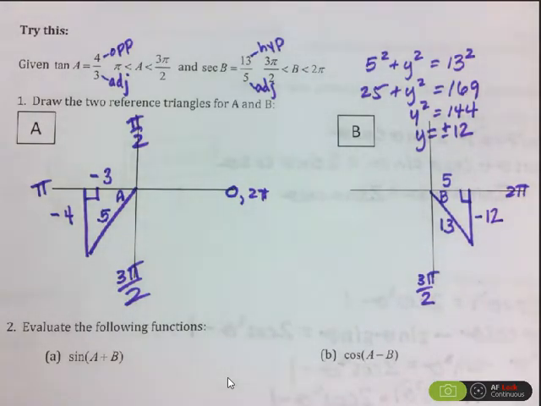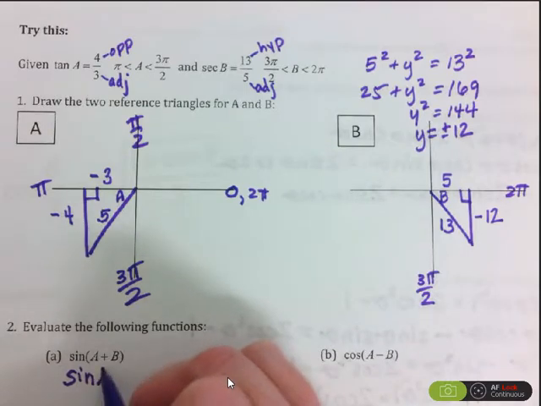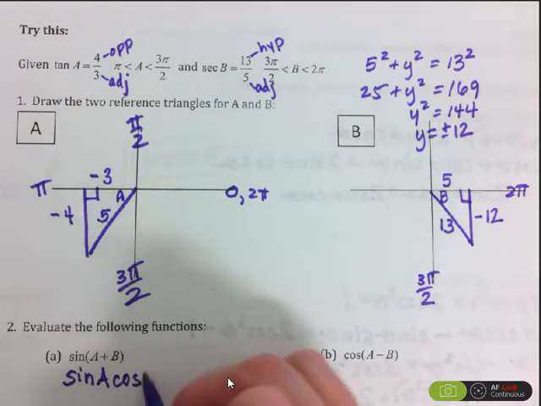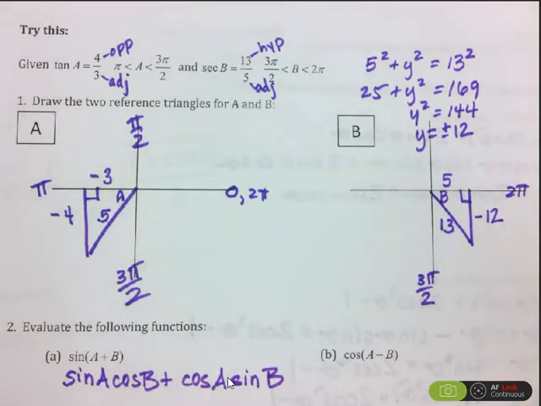Okay, so now you have a picture for A and a picture for B. Now you can evaluate the problems below here. If it says sine A plus B, you don't just add the sine of A and B because we know there's no distributive property. You have to write the whole rule out. So sine A plus B is sine A cos B plus cos A sine B. Write the whole thing out. This is like your map for solving the problem, so don't skip that step.